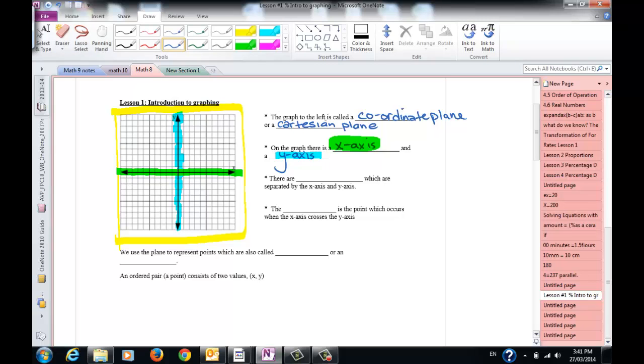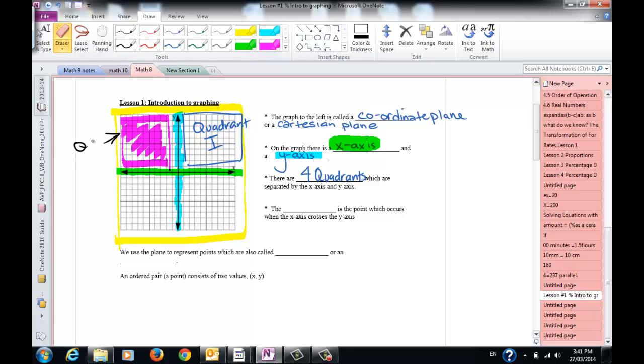All right, there are 4 quadrants. And they're actually separated by the x-axis and the y-axis. So this area all in here, this would be quadrant 1. And we use Roman numerals for this. The second quadrant, I've just highlighted it in purple here. So this one is quadrant 2.